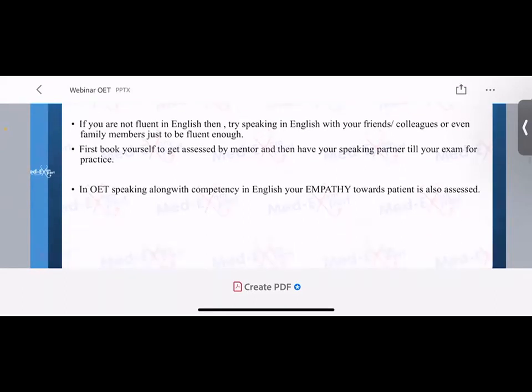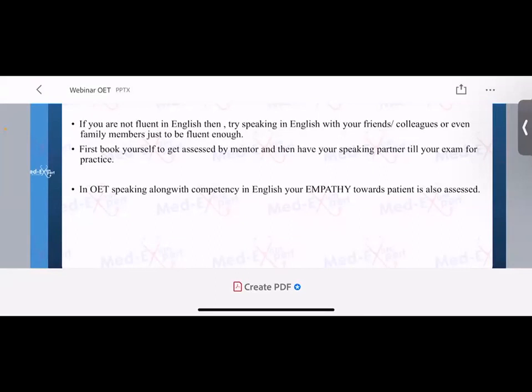This is another important point for the speaking module. You should get yourself booked with a mentor, and you should take 3 to 4 module mock tests with a mentor. And then, if you think and your mentor thinks that you are very well prepared in the speaking module, then till the exam, your practice should be a routine day speaking partner with you.